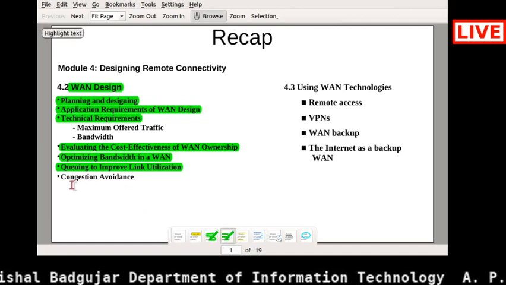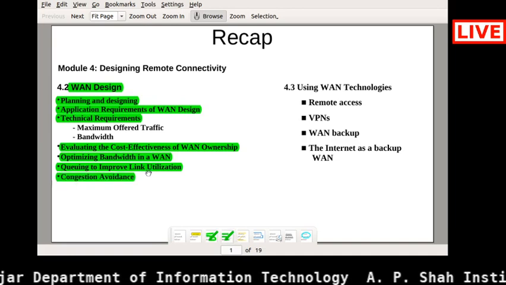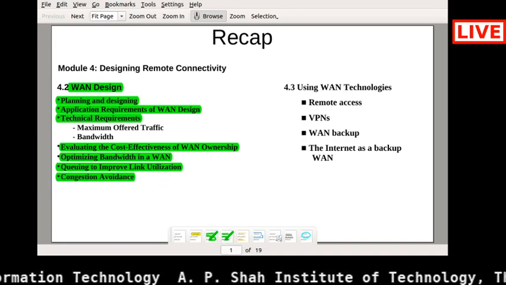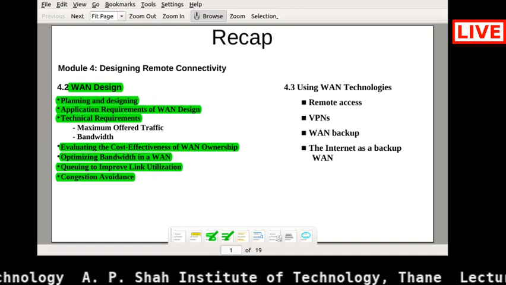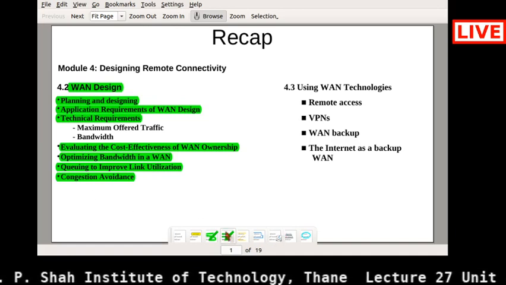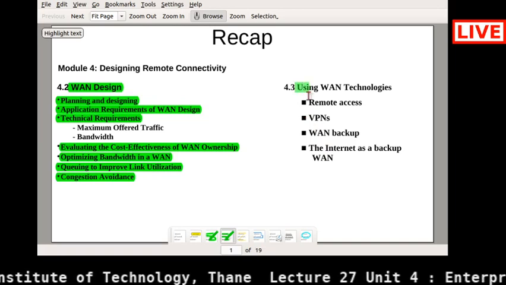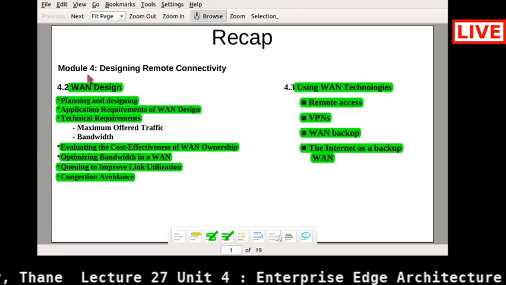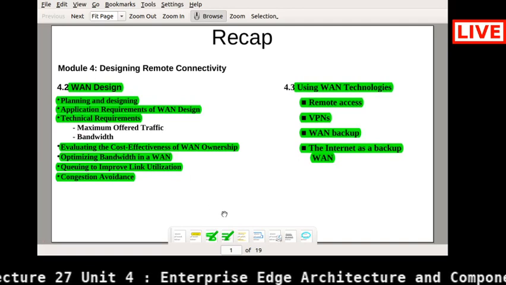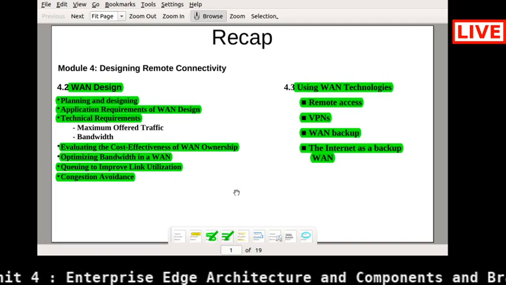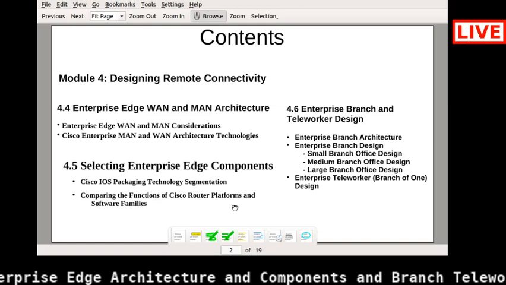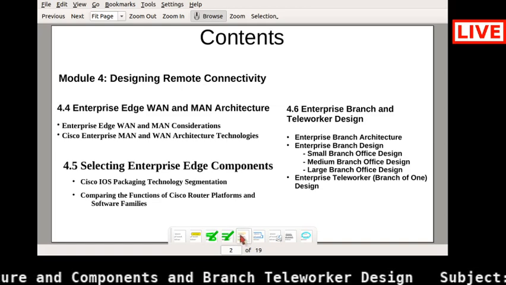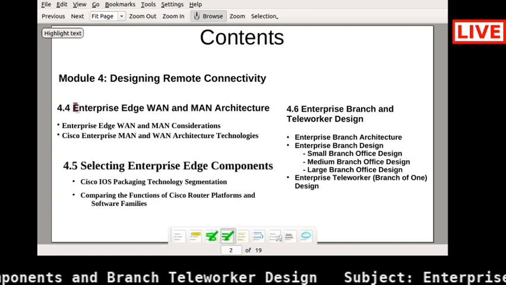We also saw the different WAN technologies, with respect to remote access, VPN, WAN backup, and the internet as a backup. All these things we have already discussed in our last session. So today we will move forward and see how the WAN and MAN architecture can help in remote connectivity.